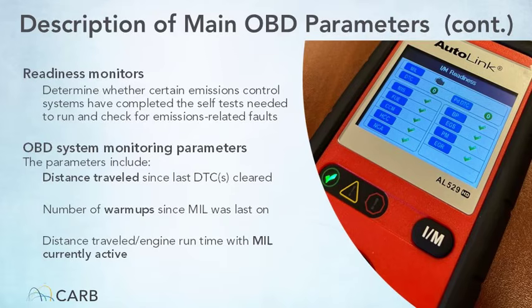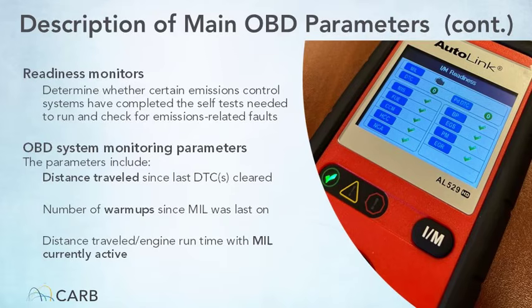Another key parameter in the OBD data is the readiness status of the OBD monitors. This information helps determine whether the necessary vehicle operating drive cycles have been completed to allow the OBD system to run and check for emissions-related faults. If the needed drive cycles have not been completed, the OBD system has not yet had enough time to fully determine whether the emissions control components are operating as required or not.